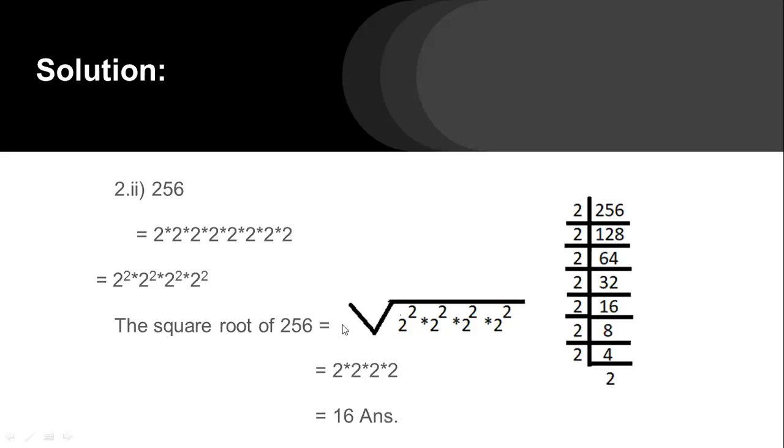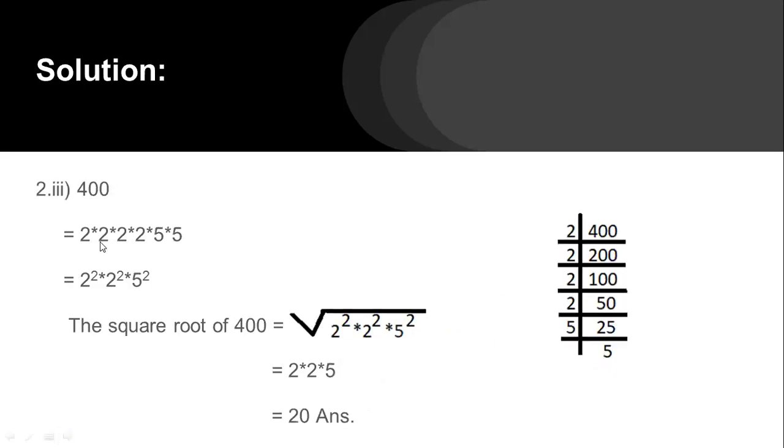Now the square root of 256 is the square root of 2 square into 2 square into 2 square into 2 square. It will be 2 into 2 into 2 into 2, that is 16. 16 is the square root of 256. Like this we find the square root of 256.